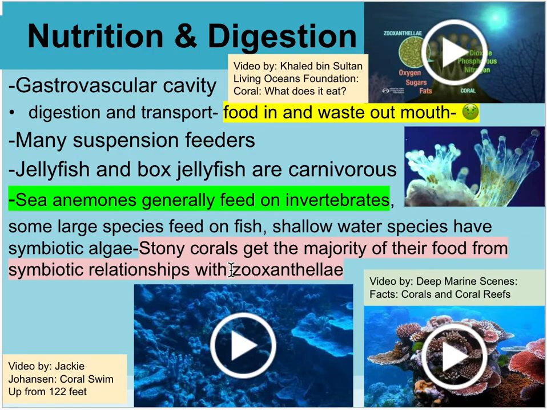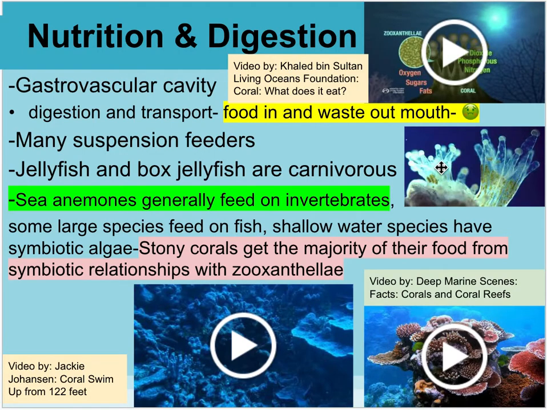So zooxanthellae has the word zoo in the beginning, and zoo means animal. So it's a plankton that digests like an animal, but it actually photosynthesizes like a plant. So it goes and lives inside of the coral, and it uses the sunlight to turn that sunlight into food, and it gets plenty of food for itself, and it's actually capable of passing a lot of the food to the coral. Like I said earlier, coral can't feed itself.